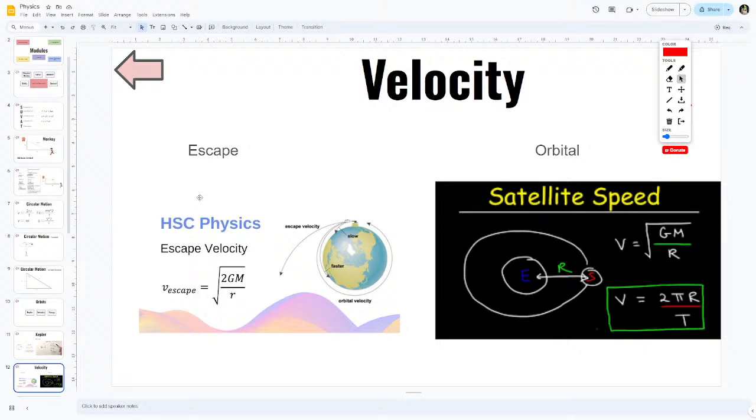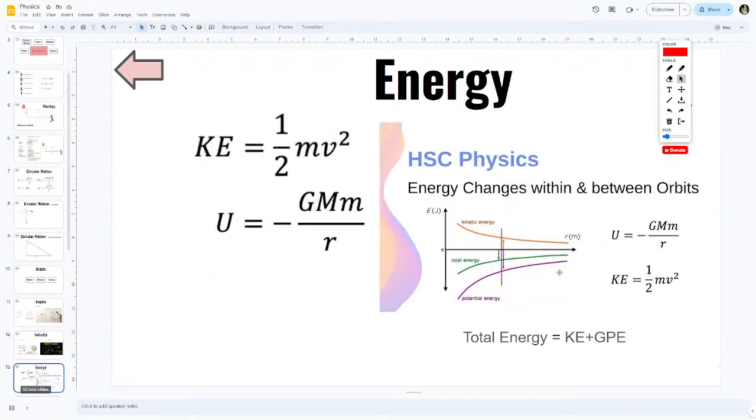Escape velocity. That's easy to derive. You just make kinetic energy equal the potential energy. So you want kinetic plus potential to equal 0. And then that's the escape. Satellite speed, energy.